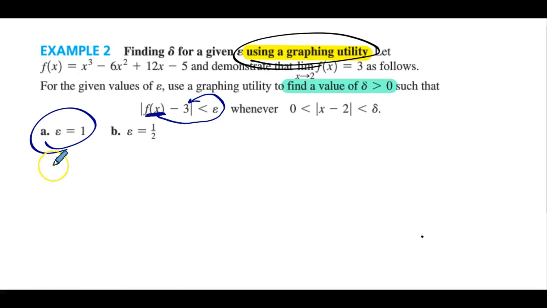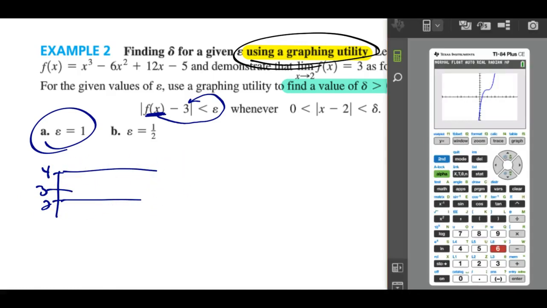And 1 unit away from 3 would be 4 and 2. So I'm going to look at y equals 4 and y equals 2. So let's pull back out our calculator and let's just graph y equals 4 and y equals 2. And I'm going to zoom in a little bit here so I can see a little bit better what's going on. Zoom to enter.